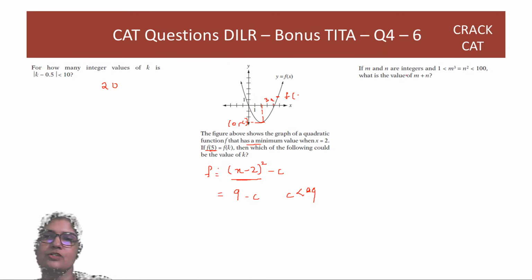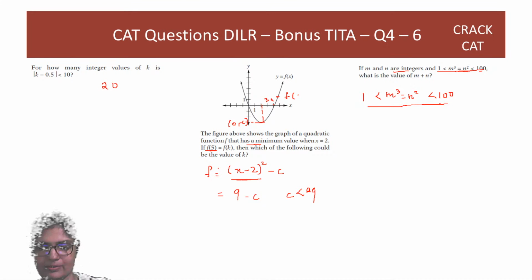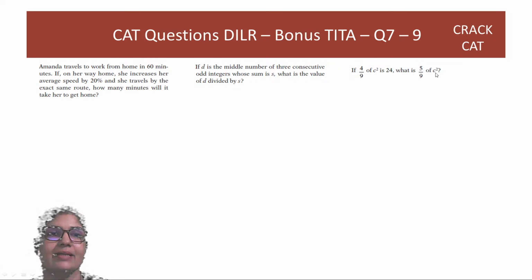Right? Great. Next question. M and N are integers. And these are the possibilities, that m cube, which is equal to n square, and this is less than 100. So which is the only number between 1 and 100 that is both a cube and a square? 1 is of course such a number. After 1 you have 64, which is 4 cube and 8 square. Okay, so m has to be hence 4 and n is 8, and m plus n, that definitely is 12. Right? Great. Next.